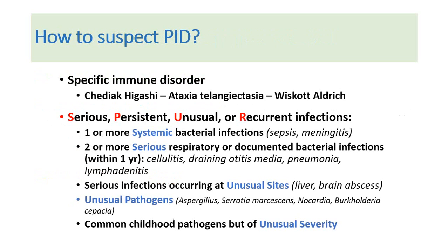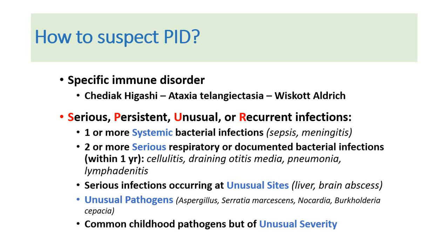How do we suspect PID? We suspect PID sometimes by the syndromic appearance. Like if we have a child who has partial albinism, large liver and spleen, lymphadenopathy, and cytopenias, we suspect Chediak-Higashi syndrome. If you find a patient who is ataxic and has telangiectasia and recurrent infections, I suspect ataxia telangiectasia, and so on. But these are the rarities. The more common is that it's infections.